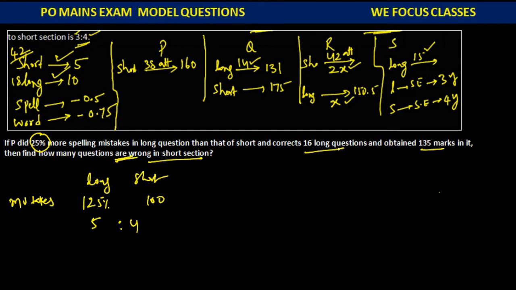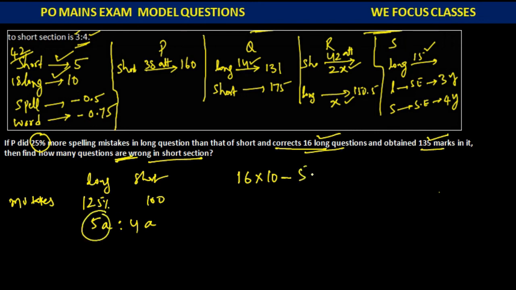And he has corrected 16 long questions and obtained 135 marks in it. So this is simply a ratio. If I take this as 4a, this will be 5a. Now for the long questions, you know the number of correct questions and the marks in it. In the long questions he has done 16 correct questions. For each correct question you will get 10 marks. If you subtract the wrong marks from this, how many wrong questions did he do in long?